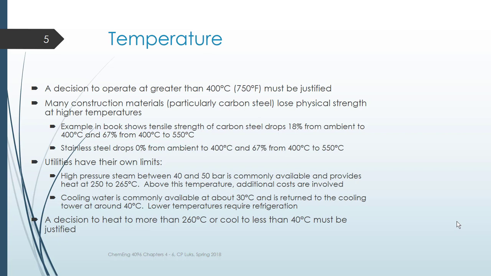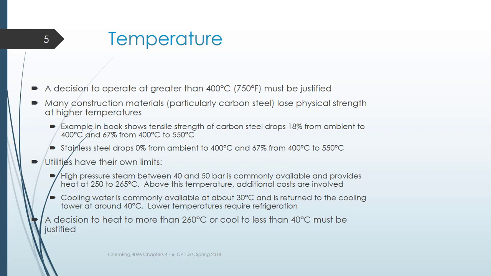Now, stainless steel isn't quite so bad at the ambient to 400 degree range, but it still is going to lose 2/3 of its strength from going from 400 to 550. So again, the magic temperature, 400 degrees C. Try and keep it below that. Although we do not have numbers here about lower temperatures, we have problems when we go into cryogenic conditions that the materials are going to become brittle and also have damaging results from lack of strength. So we're going to want to make sure that we are choosing temperatures wisely.